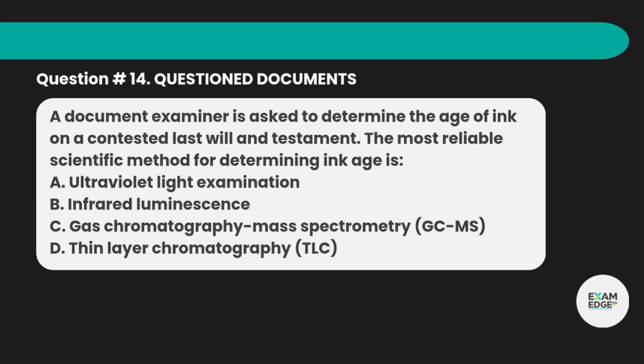Question number 14. Questioned documents. A document examiner is asked to determine the age of ink on a contested last will and testament. The most reliable scientific method for determining ink age is: A. Ultraviolet light examination. B. Infrared luminescence. C. Gas chromatography mass spectrometry, GCMS. D. Thin layer chromatography, TLC.